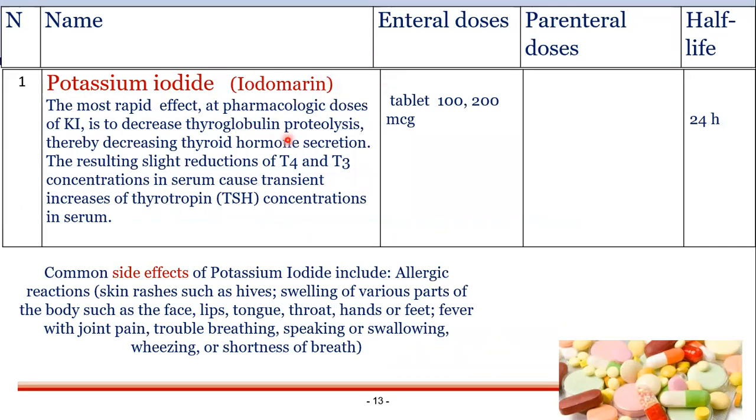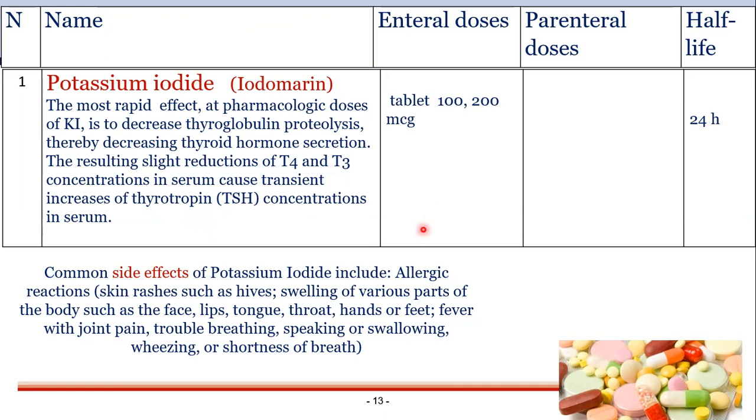The most rapid effect of pharmacologic doses of potassium iodide is to decrease thyroglobulin proteolysis, thereby decreasing thyroid hormone secretion. The resulting slight reduction of T4 and T3 concentration in serum causes transient increases of thyrotropin, or thyroid stimulating hormone, concentrations in serum.